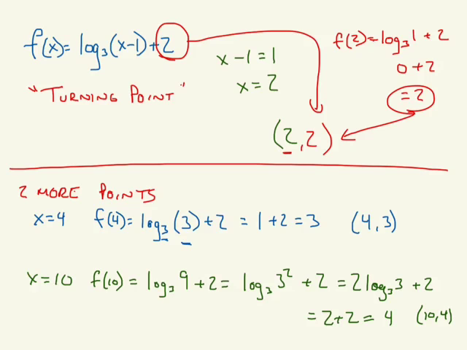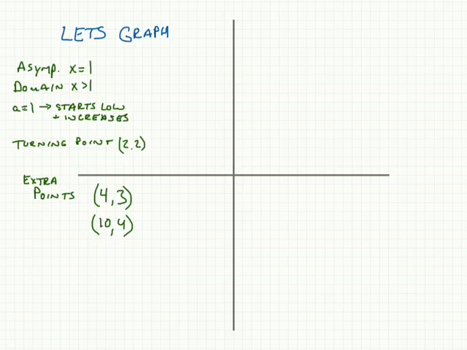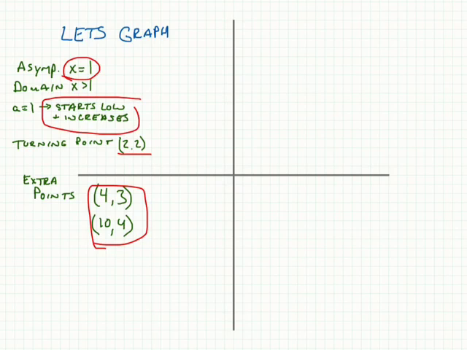Let's take these 3 points and our asymptotes and everything else that we've learned and put them on a graph and see where that puts us. All right, so here's our graph, and I've written down a lot of the things that we've learned already. We've got these extra points that we just found, our turning point that we found, we have our asymptote that we had, and we know that it starts low and increases. Those are really the things that we're going to use to make this graph.